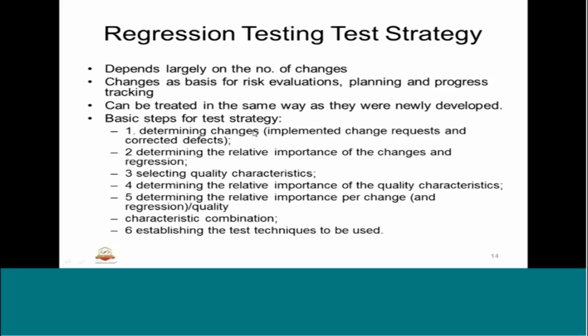So the test strategy is to identify or determine the changes, determine the relative importance of the changes and regression, select quality characteristics, determine the relative importance of the quality characteristics, determine the relative importance for each change of the quality characteristics combination, and establish the test techniques which have to be used for regression testing.